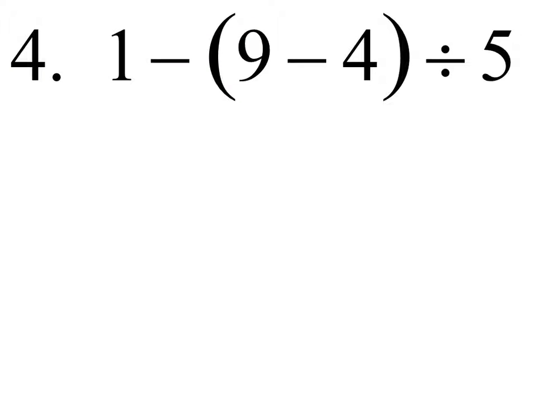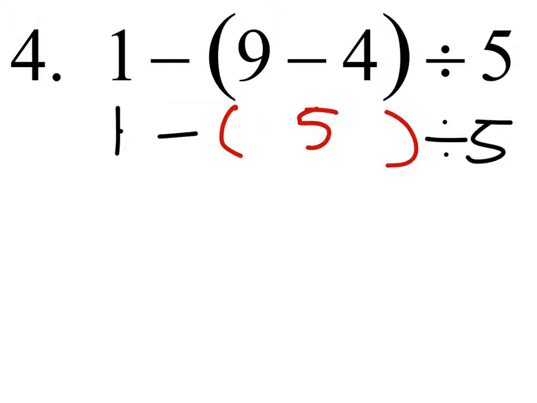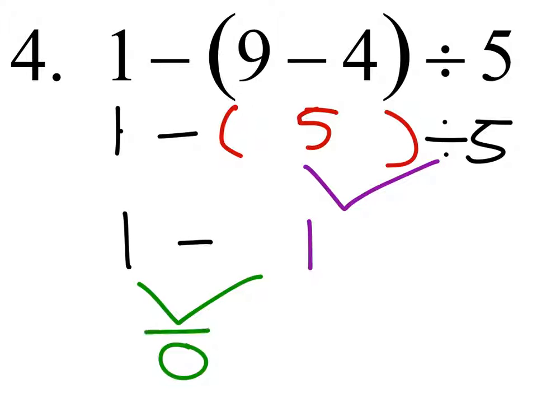Alright, so by the order of operations, we will do the parentheses first. So 9 minus 4 is 5. So we got 1 minus 5 divided by 5. And so now we can just do the 5 divided by 5, which is 1. So we got 1 minus that 1, which is 0.